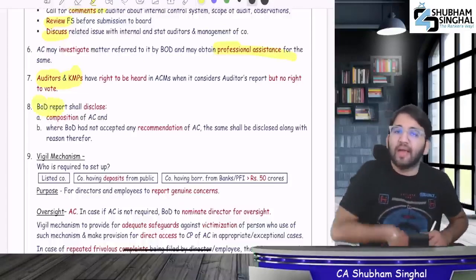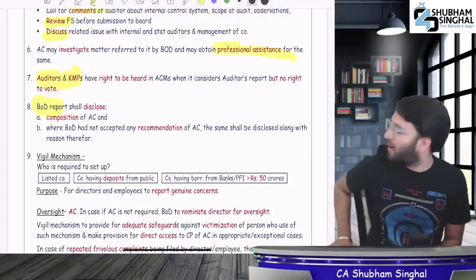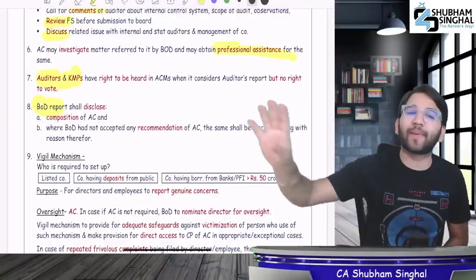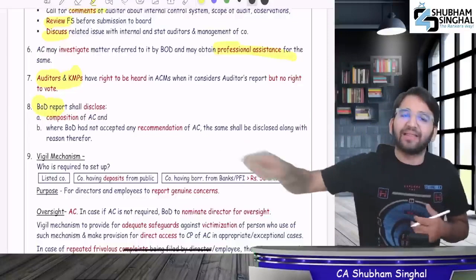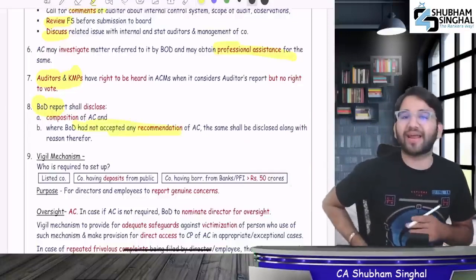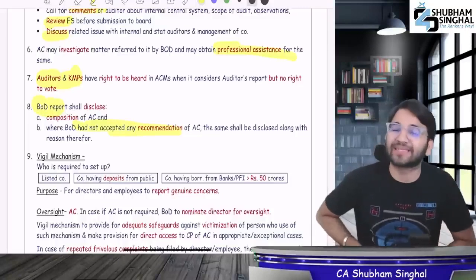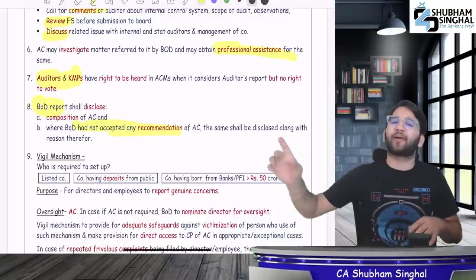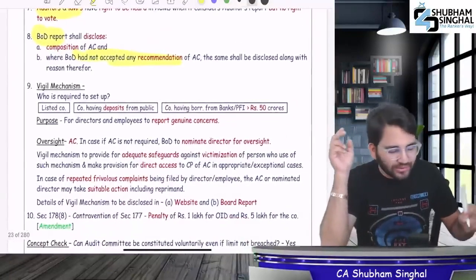And lastly, a responsibility has been placed on the board. What is that responsibility? Listen carefully, the board will be responsible for disclosing the composition of the audit committee. What else is there? That the board has not accepted any recommendation of the audit committee. What has the board not done? Not accepted any recommendation of the audit committee. It has to disclose this if this happens. Disclose the composition and state that it did not accept the recommendation.